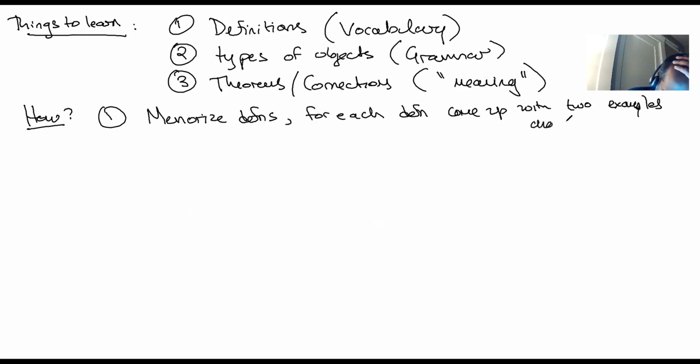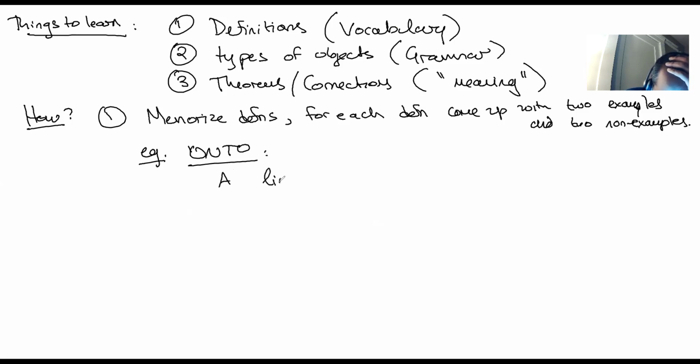Two examples and two non-examples. Okay, so for example, let's say the definition is onto. First, you should be able to write down the definition. A linear transformation T going from Rn to Rm is onto if, okay, you need to be able to write down exactly what it is, right?